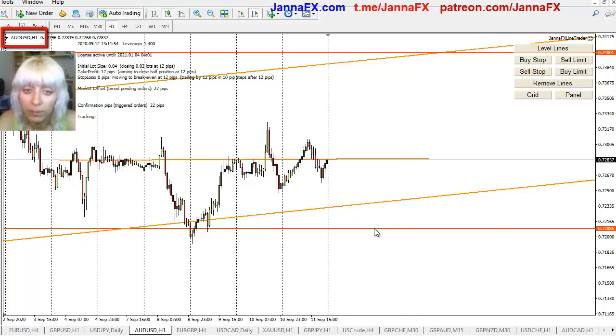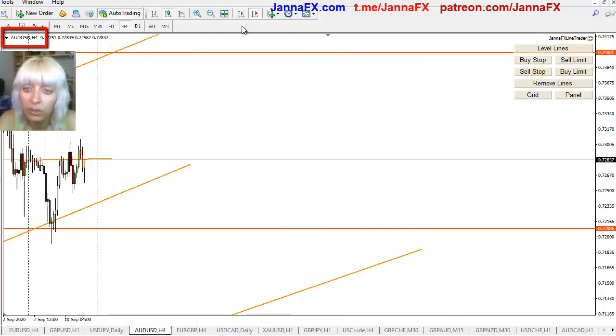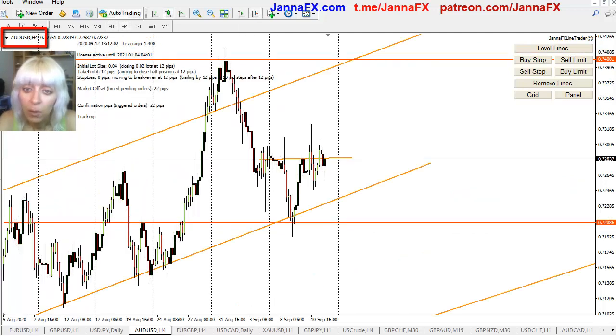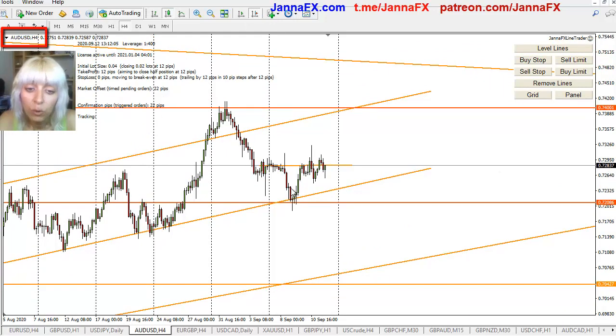And of course, if it goes down and possibly goes to the previous bottom, then we will be looking around this level for the other possible entry points. Okay, so some consolidation. So that's how I see it.